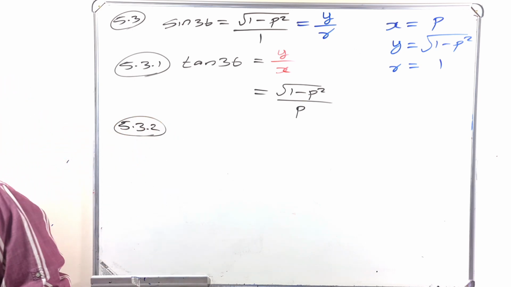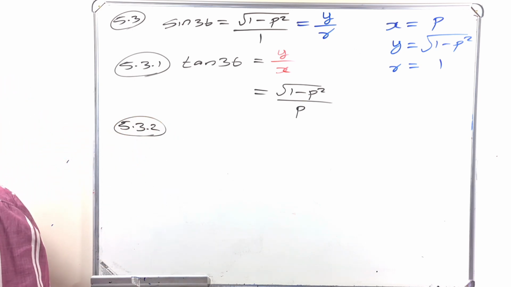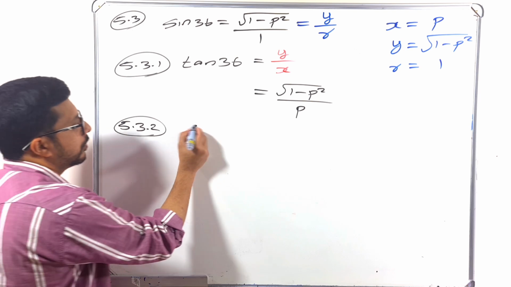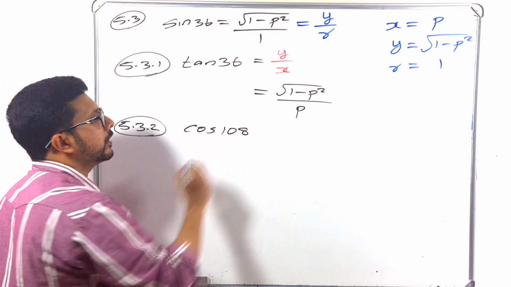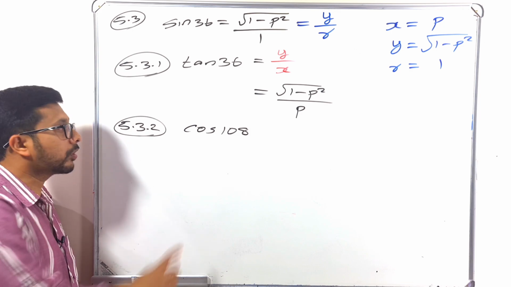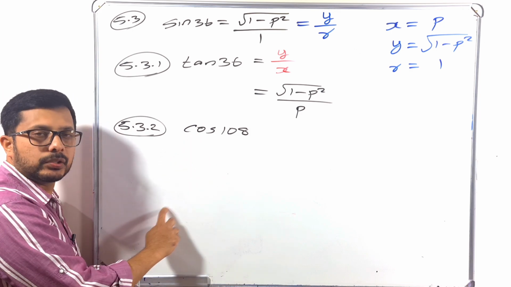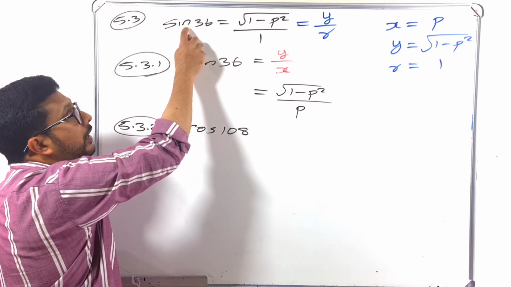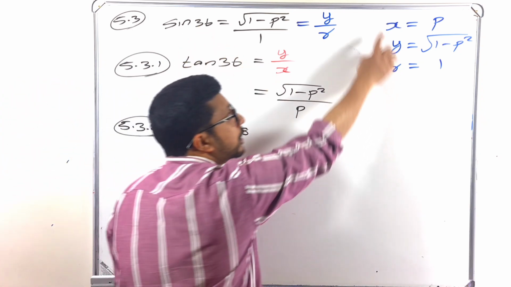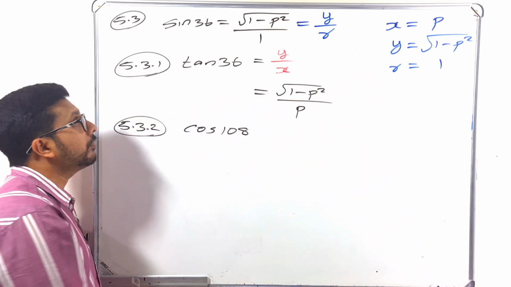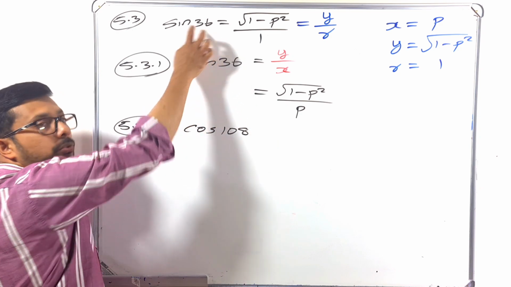Now next question, 5.3.2. What is that question? Cos of 108. How can you find this one? Don't immediately write, here it is cos, so it is adjacent x over r, then substitute the values. No. When the angle is 36, these are the values. But here what is the angle? 108. So first of all we have to convert this one somehow into 36.